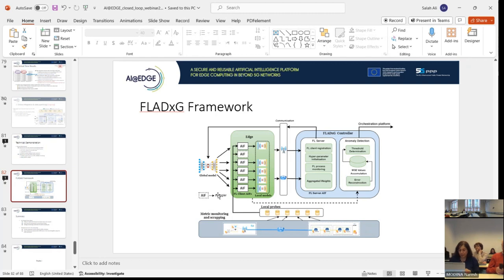As you've seen before in this figure, this is the configuration of our framework, where we have AIFs, where the training is done, and a local model is trained. And then it's sent to the server. The server does the aggregation and also does the anomaly detection. So we'll go through the demo now.